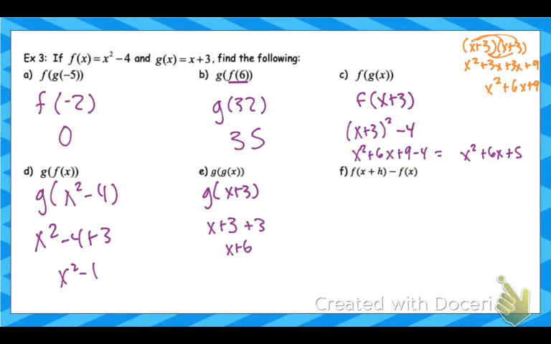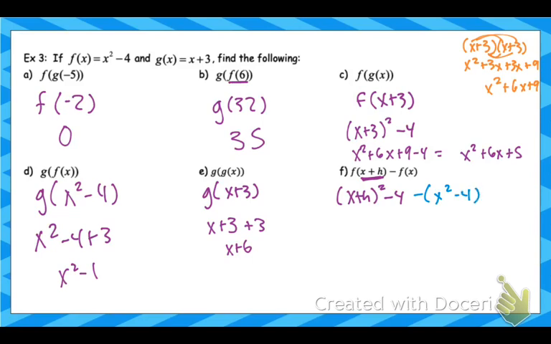Then finally on f of x plus h minus f of x. So f of x plus h means we replace x with x plus h. So this would be x plus h squared minus 4. Then I'm going to subtract the entire f of x function. All right, let's go ahead and simplify this.